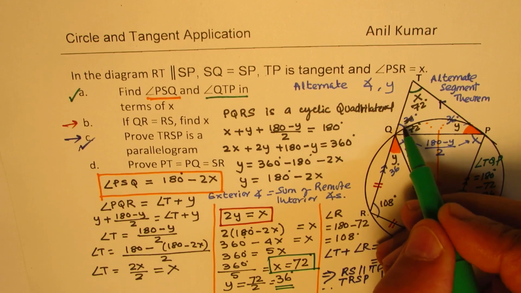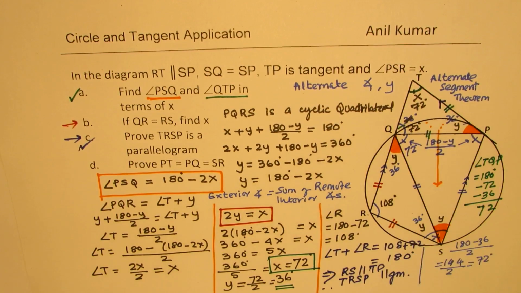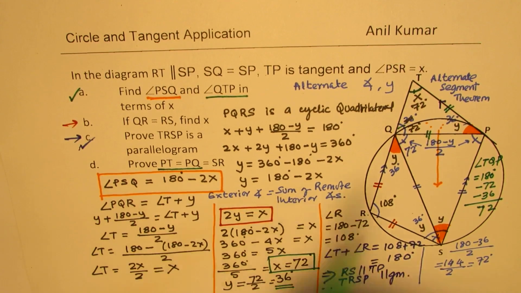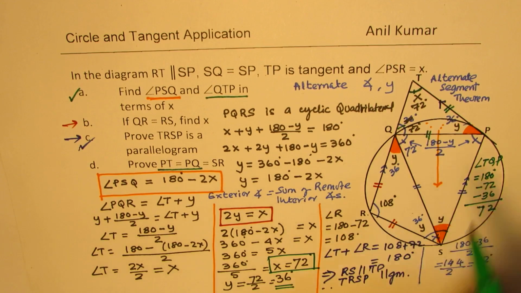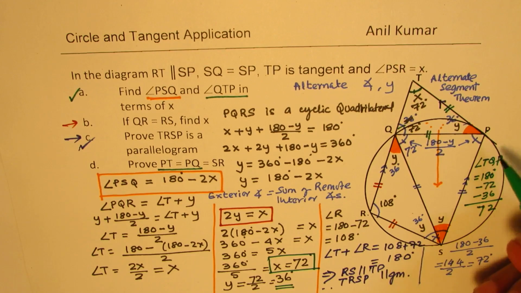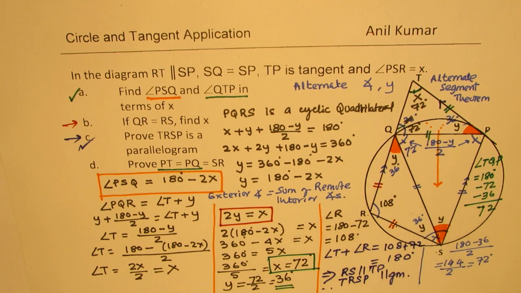So in this triangle, we see that these two angles are equal, and therefore these two sides should also be equal, right? So we have shown that PT equals PQ, and we are already given that PQ equals SR. Where is SR? SR, right?